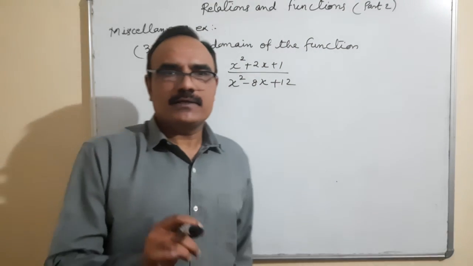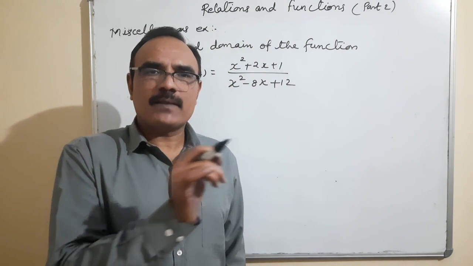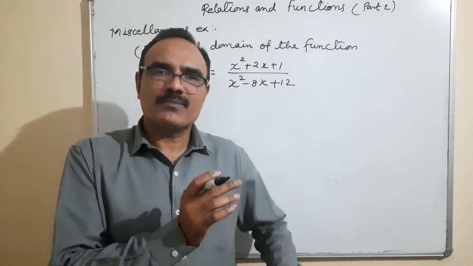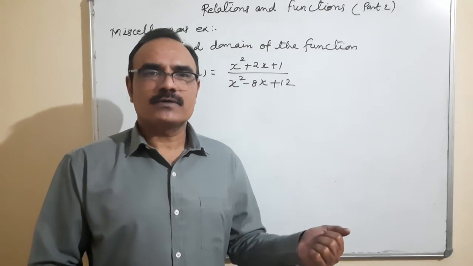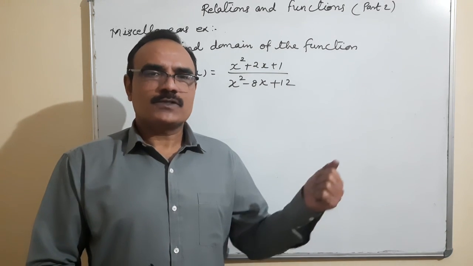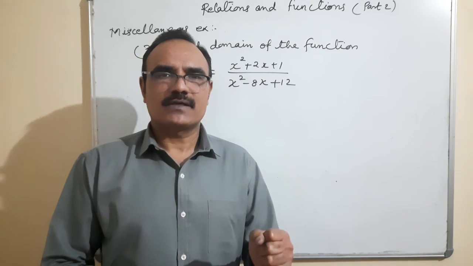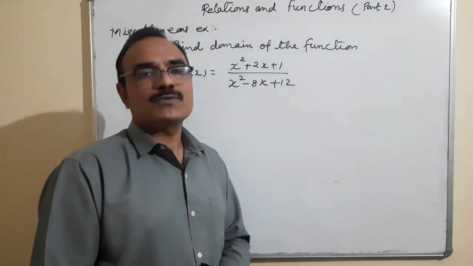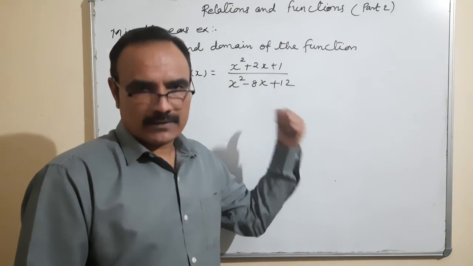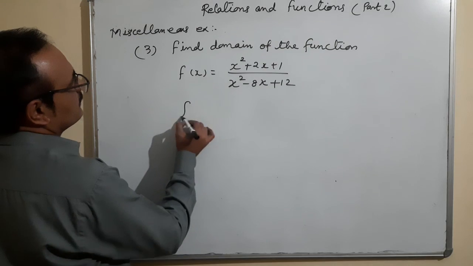I told you very clearly one thing, that the domain is the numbers which can be put in the function. The numbers which we are unable to put: suppose if you put any number and the function is not defined, that means this number is unable to be put. So let us see, can we put any number by which the function is not defined? Let us check. F of x is equal to, this is a function.